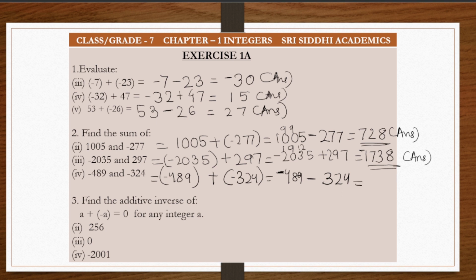So here we will do integer addition. 9 plus 4 is 13, 1 gets carried over. So 8 plus 1 is 9, 9 plus 2 is 11, 1 again gets carried over. So 4 plus 1 is 5, 5 plus 3 is 8, 813, and since these are two same sign integers, their sign will come in the answer, which is minus. So minus 813 for question number 2-4.